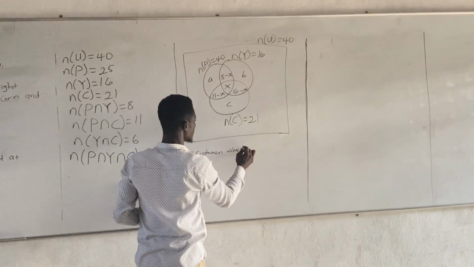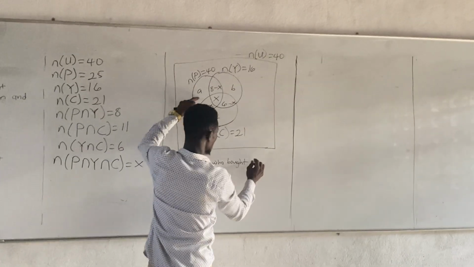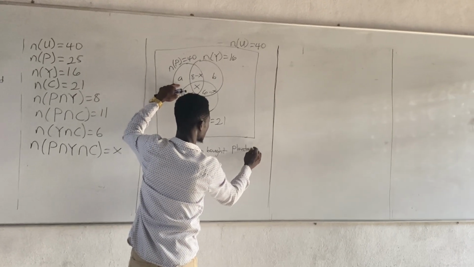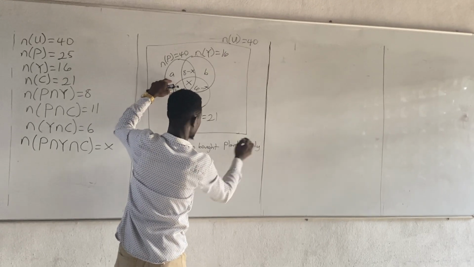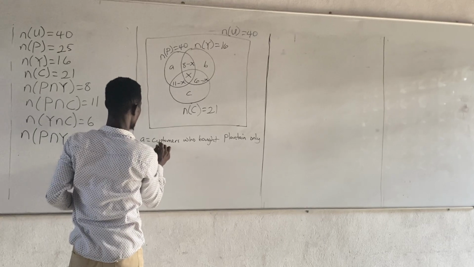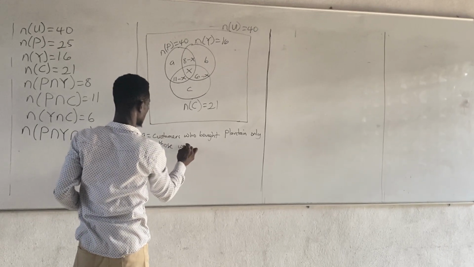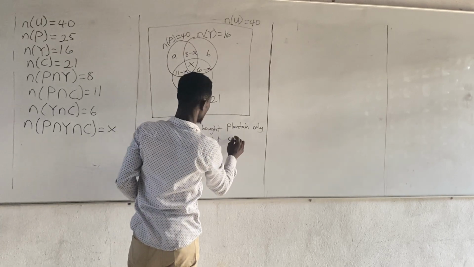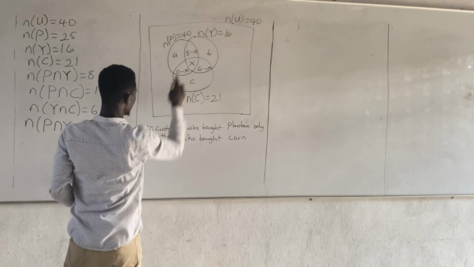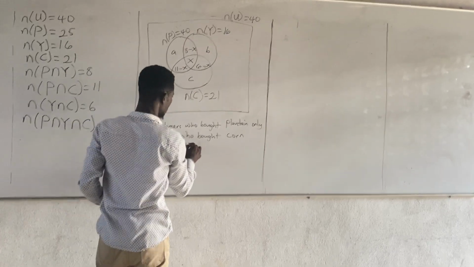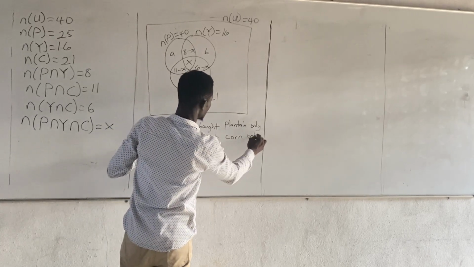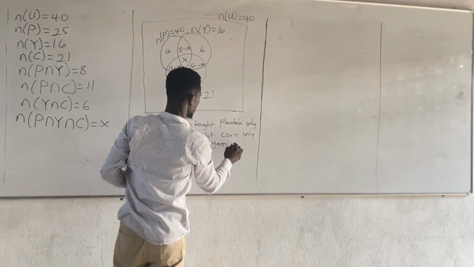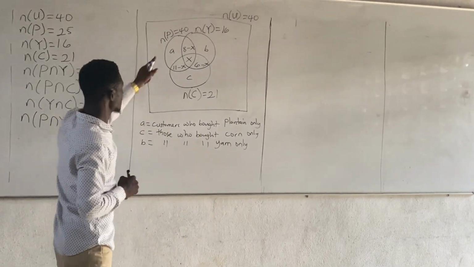So that means A equals customers who bought plantain only. C equals those who bought corn only. B equals those who bought yam only. So we will now go about finding each of them.